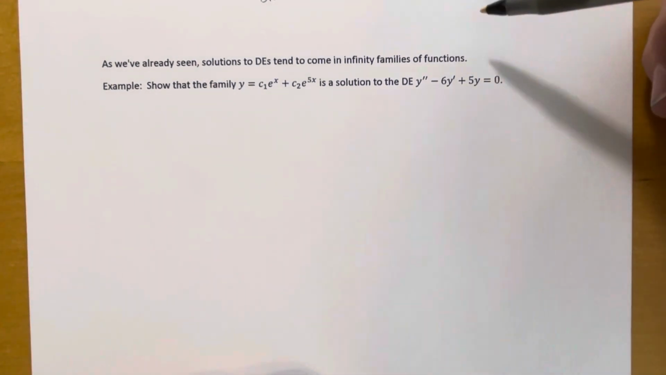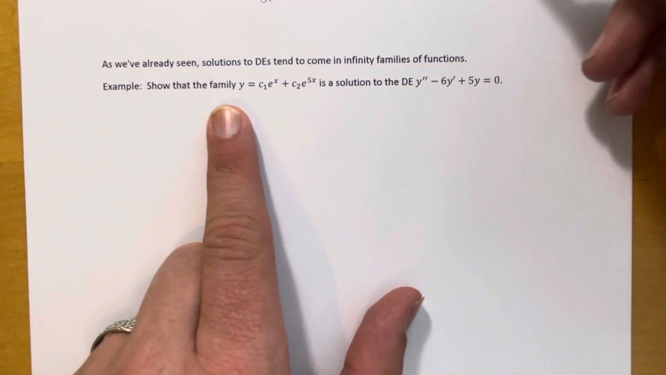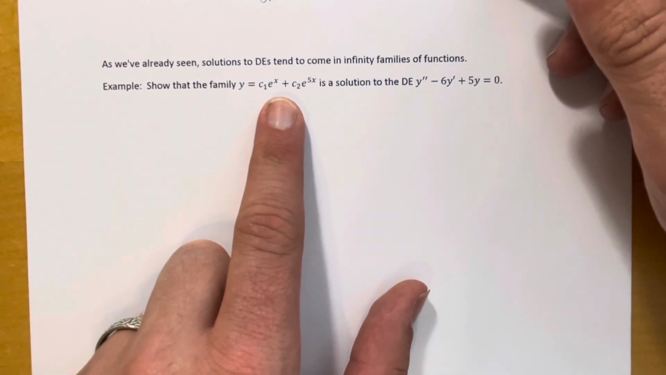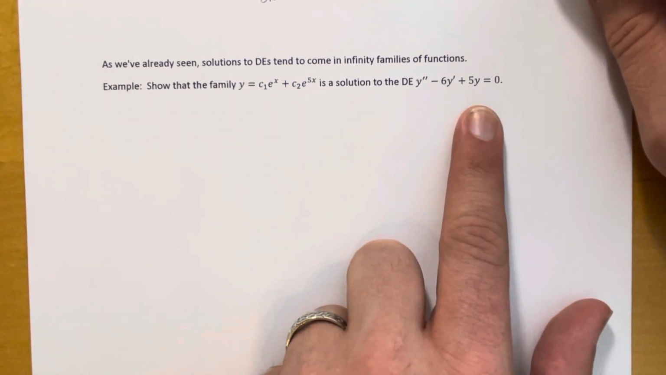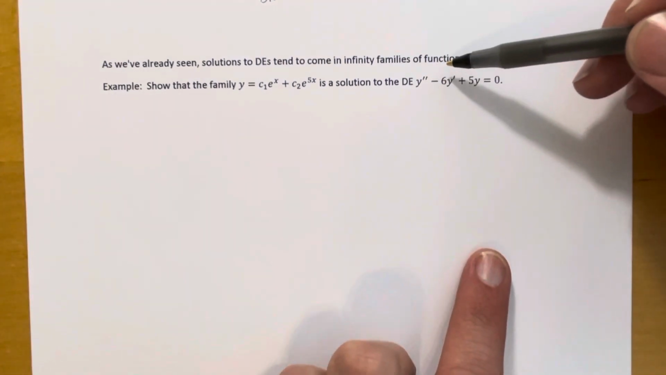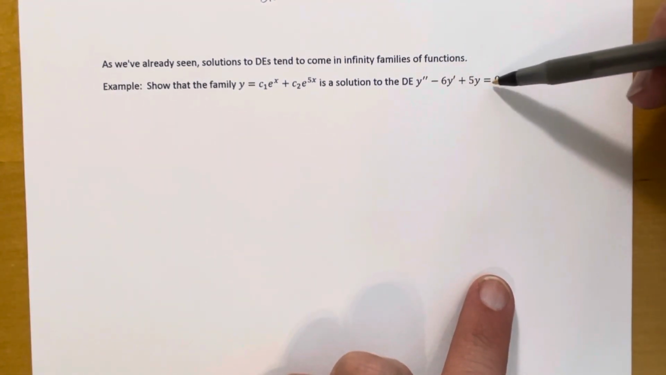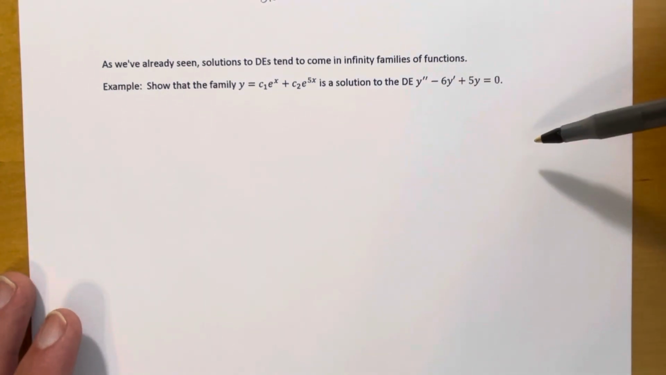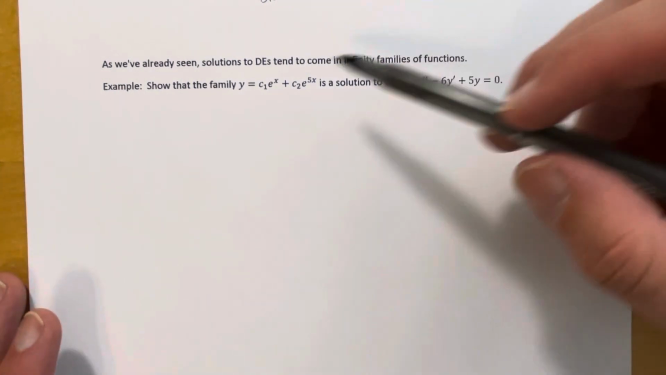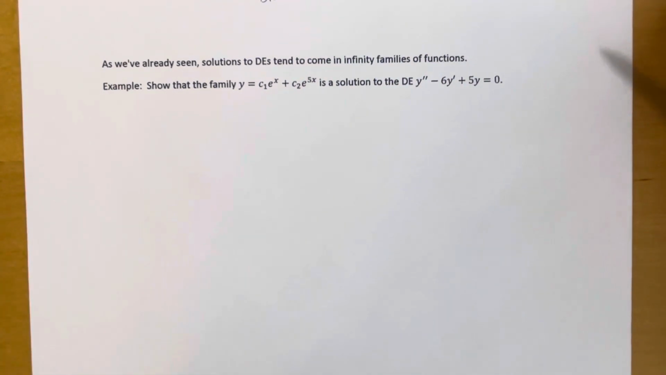So here's a different example. I want to show that the family y equals c1 e to the x plus c2 e to the 5x is a solution to this differential equation right here. y double prime minus 6y prime plus 5y equals 0. So this is a second order differential equation, which means I need the first and second derivative of this.